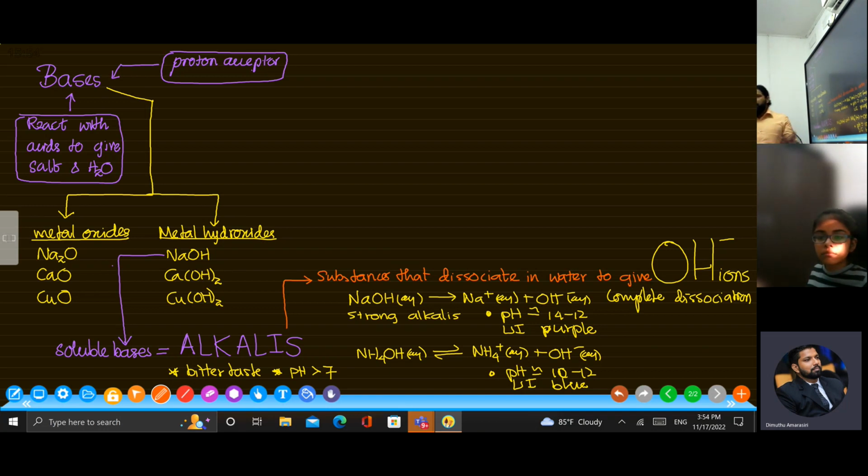Alkalis react with acids. Acids react, and there are also amphoteric metals, amphoteric oxides and non-metals, but we don't learn that in the syllabus, we'll do the reactions separately. So bitter taste, pH above 7. Are you clear about the acids and bases? So now we'll write down the reactions, not only the reactions of alkalis, but also reactions of bases.